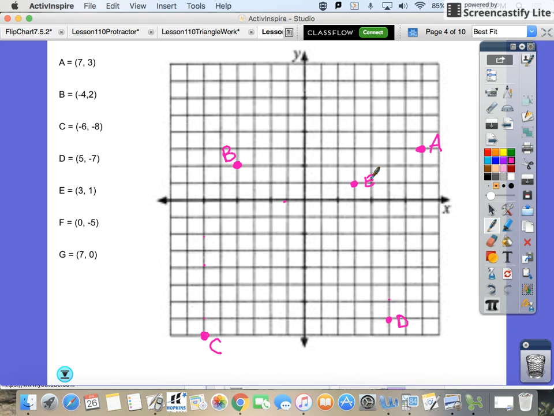F is 0, negative 5. These are the two where students get really messed up. 0, negative 5 means 0. Don't move left or right. Don't go anywhere. Just drop 5. 1, 2, 3, 4, 5. And then G says 7 first. So 7, 1, 2, 3, 4, 5, 6, 7. Don't go up or down. Do not move. You're right here. Okay, so these are your coordinates. That's how you plot those, just as a refresher.